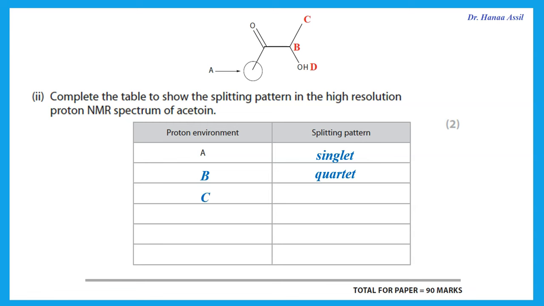The C has the proton of B next to it. That is 1 proton, so the C would be doublets. The hydrogen of the hydroxyl group is always a singlet.